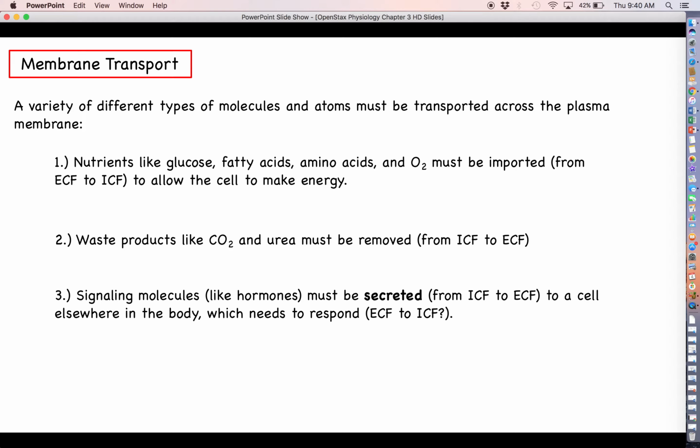And then also, something that we will appreciate more when we start talking about the endocrine system, signaling molecules like hormones and neurotransmitters have to be secreted from where they are synthesized. They are made in the intracellular fluid of the cell that made them, and they have to be secreted out into the extracellular fluid.